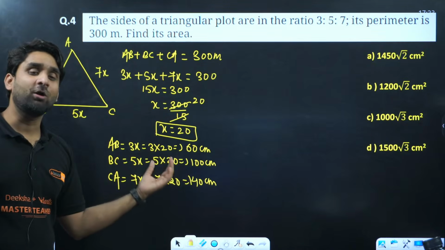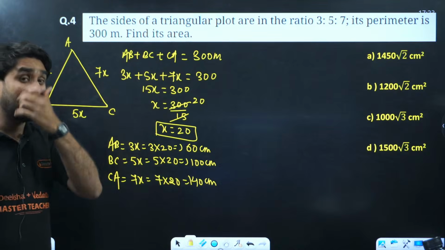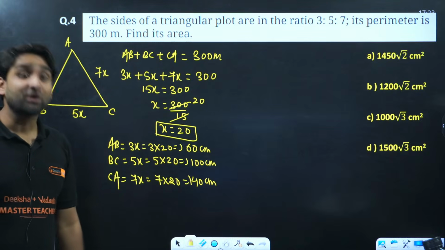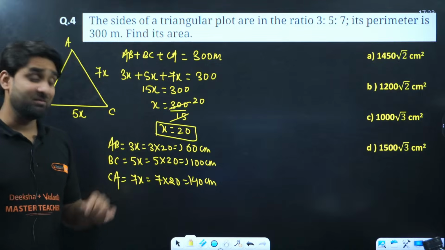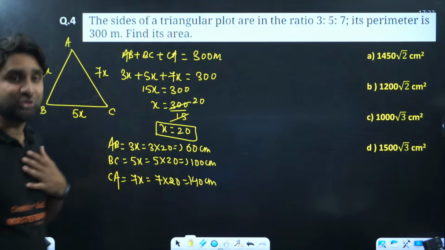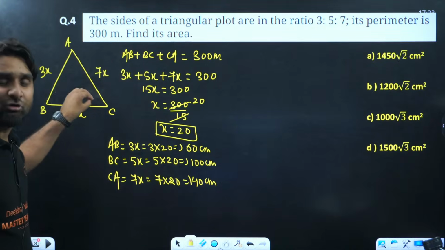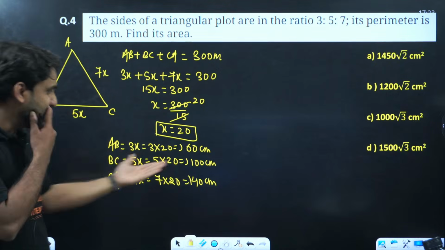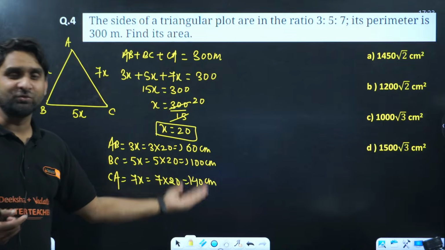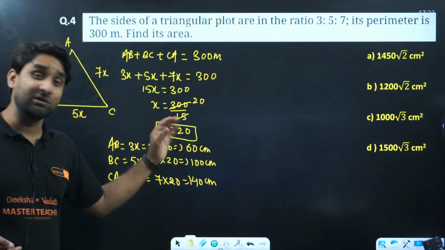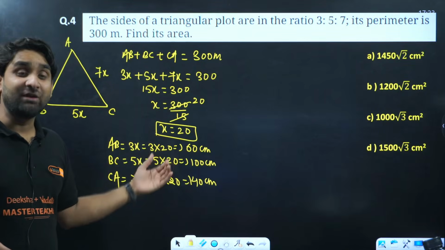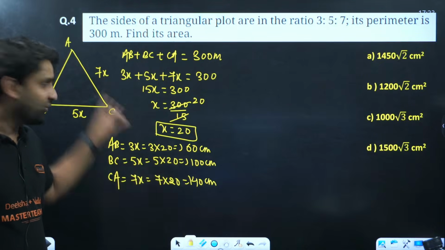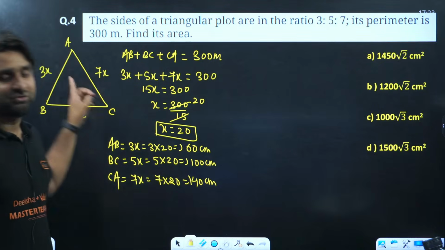And if you have all three sides, you can find out the area of the triangle using Heron's formula, because we are not sure whether this triangle is a scalene triangle or an equilateral triangle. It cannot be an equilateral triangle because no sides are equal to each other. For equilateral, all the sides should be equal to each other. For a scalene triangle, all the sides are different, so all the sides are different from each other here. So this is a scalene triangle.